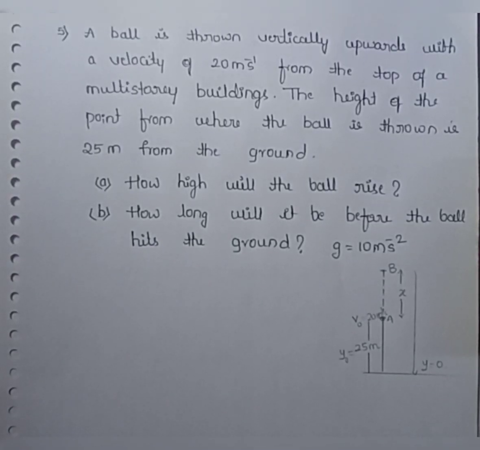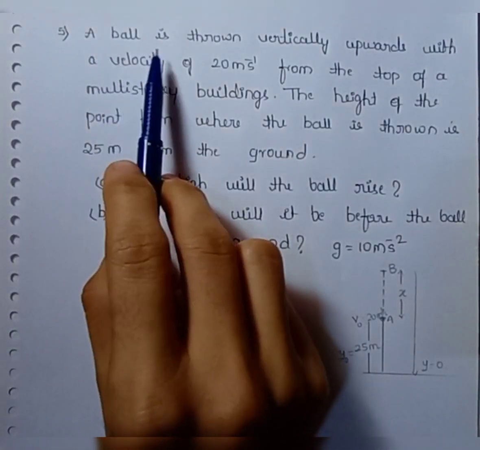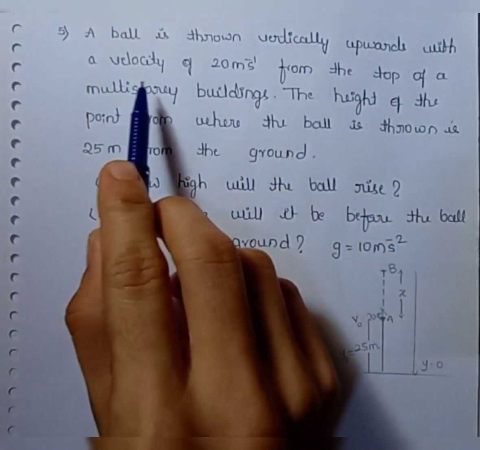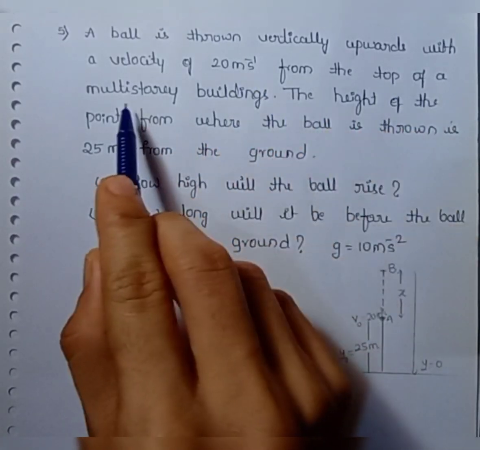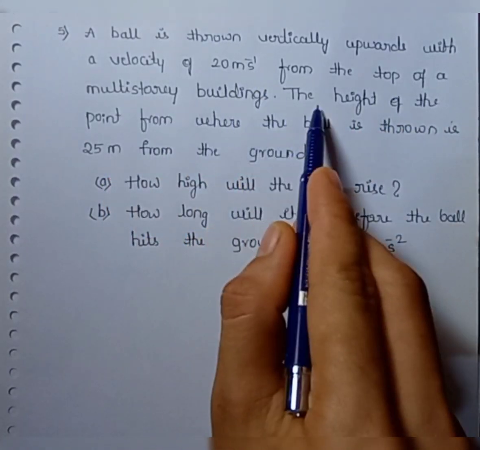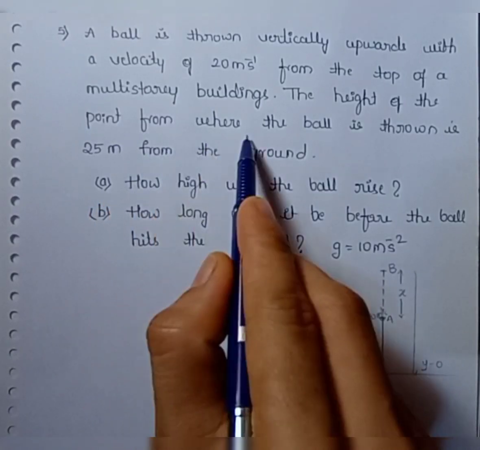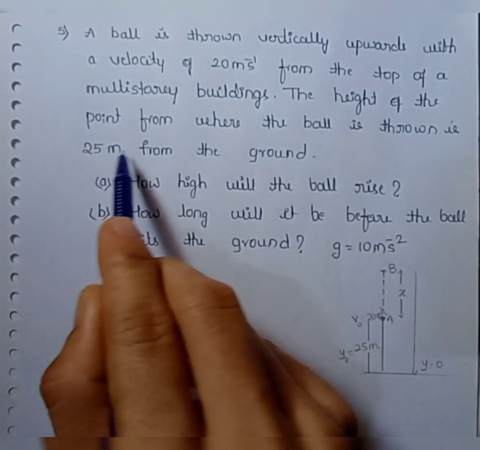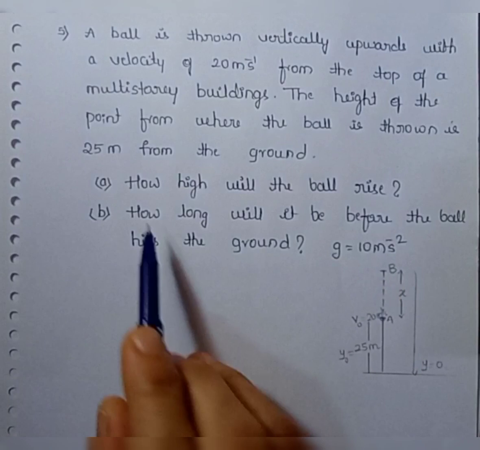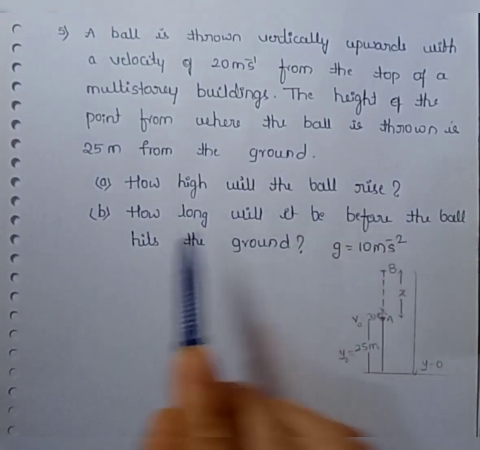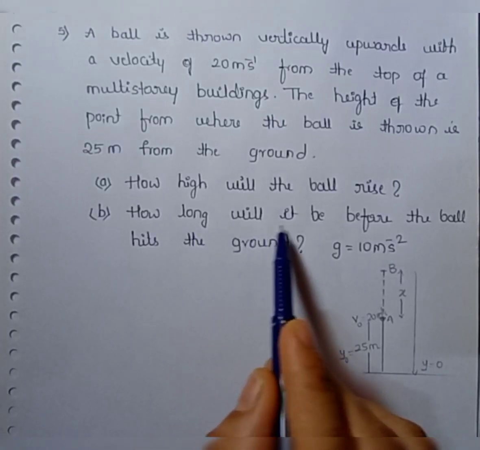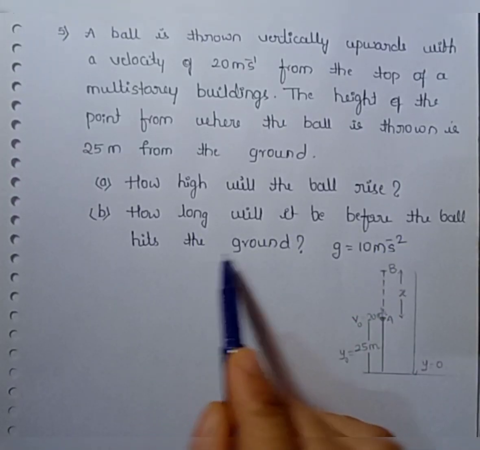Next problem is, a ball is thrown vertically upwards with velocity of 20 meter per second from the top of a multi-story building. The height of the point from where the ball is thrown is 25 meter from the ground. What we have to calculate? How high will the ball rise? Second one, how long will it be before the ball hits the ground?